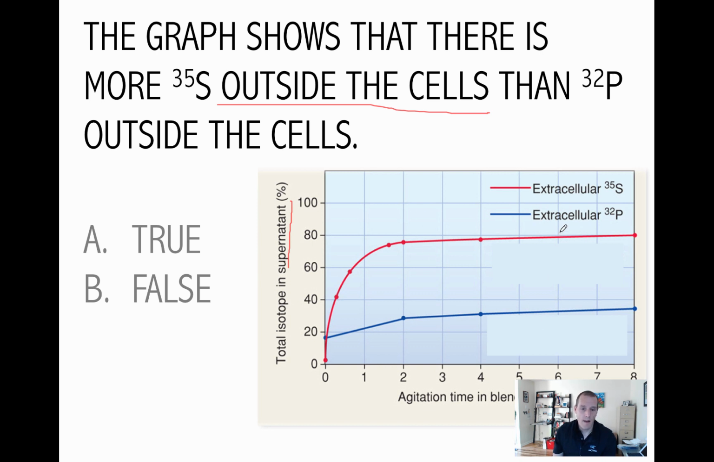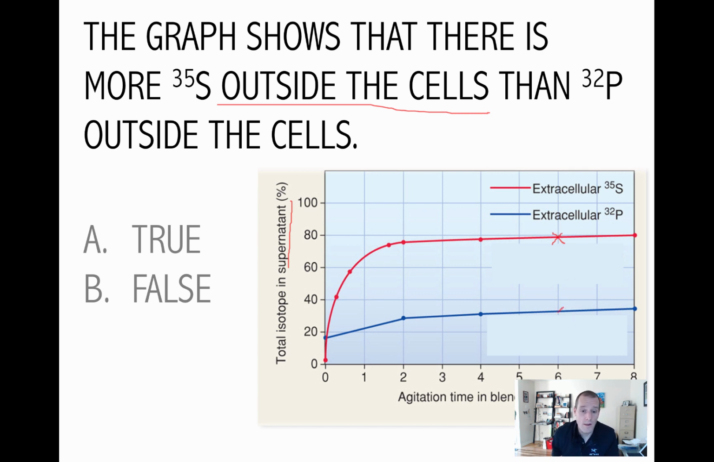So 35S, let's just look at the 6-minute time point. Here's the amount of 35S outside. Okay, so that's about 80%. That's 80% of the total 35S, not 80% of everything. That is 80% of the 35S. So if you think about it, there's 100% of 35S, 80% of it is outside the cells.